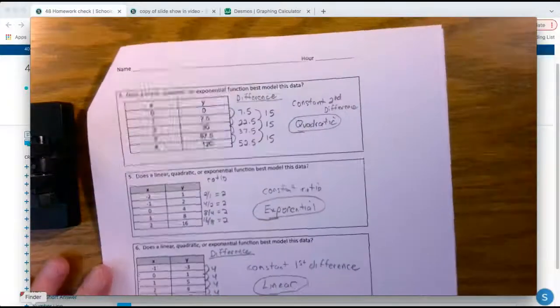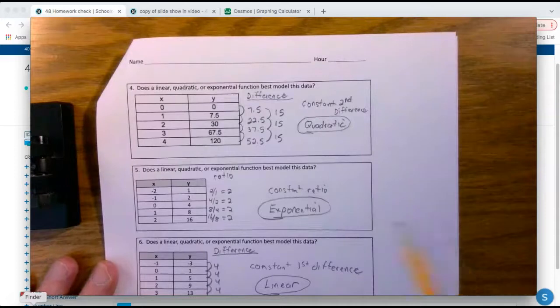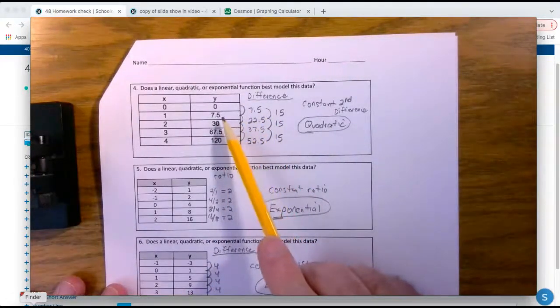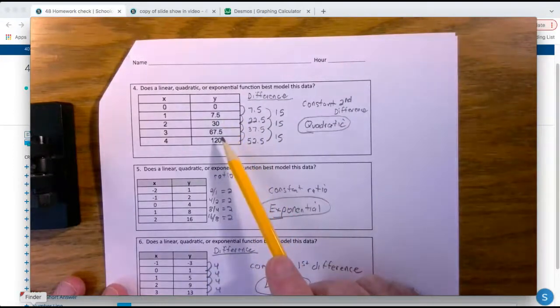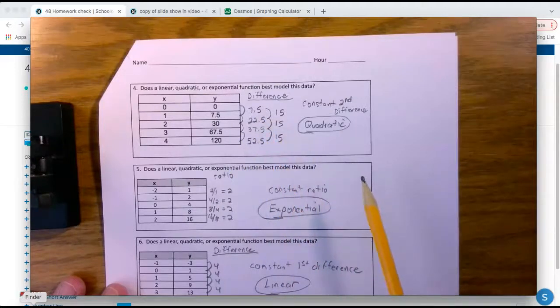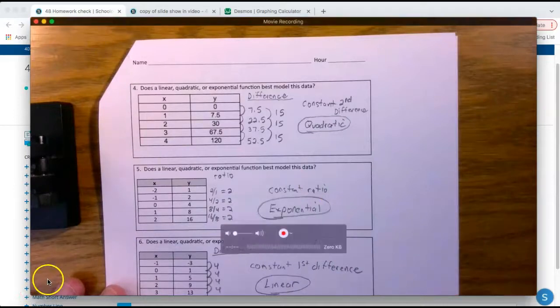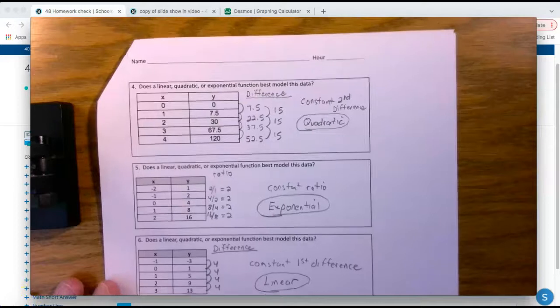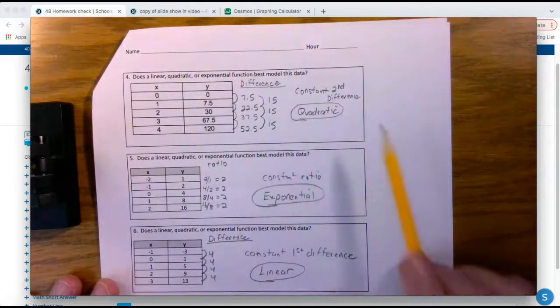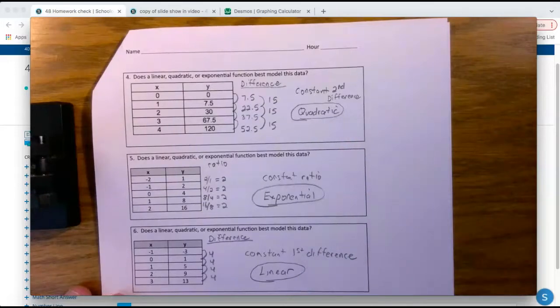All right, number 4. Again, guys, I take the first difference. 7.5 minus 0, 30 minus 7.5, and keep going. This is the first difference. This one, again, ended up being the second difference. I have to kind of hustle here so I don't run out of time, okay? The second difference turned out to be 15. The second difference is constant. It's a quadratic.